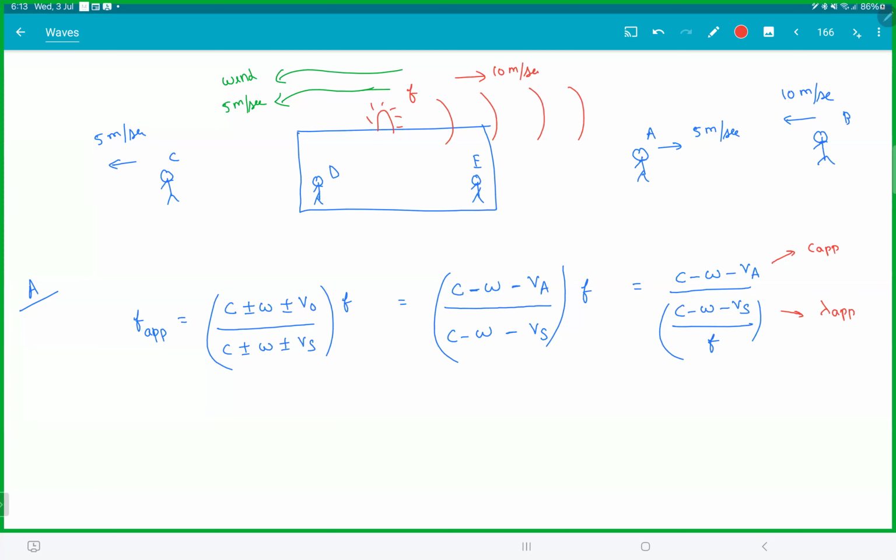Let's try for B, C, D. No need to substitute the values; once you got this, it is just a matter of putting them there and solving. So why is VS negative in this? What is the source trying to do? It's pushing it towards A, right? So frequency should increase, and it is in the denominator, so the denominator should be small.